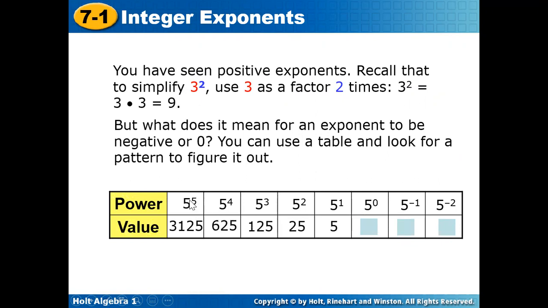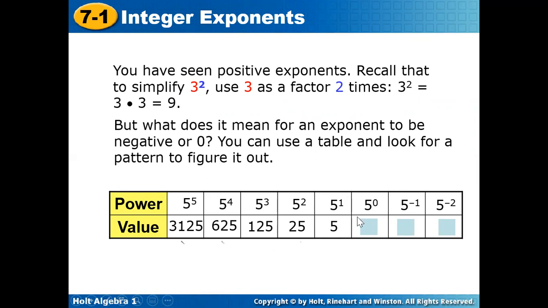So 5 times 5 times 5 times 5 times 5. 5 times 5 times 5 times 5. 5 times 5 times 5. 5 times 5. 5 times 1, right? And then 5 to the 0 power. 5 to the negative 1. 5 to the negative 2.